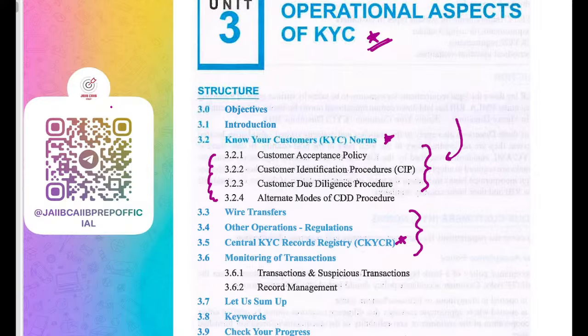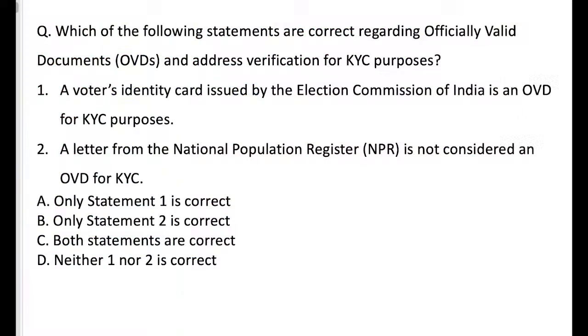Okay. So the next unit is operational aspects of KYC. So KYC, we have KYC. Then we have central KYC, again very important one. Okay. So these are some areas which you can expect from this particular unit as well, right? So let's practice with the help of questions. First question, everyone. I guess this speed is fine.